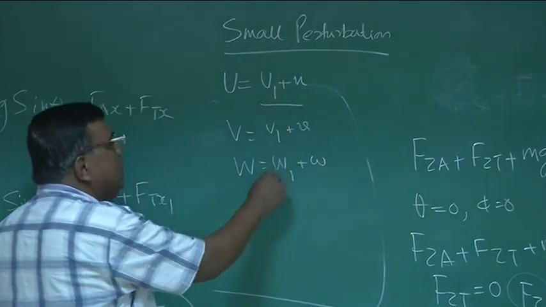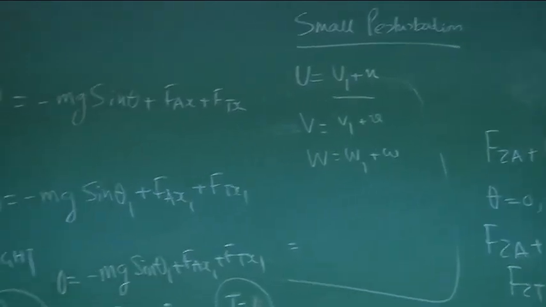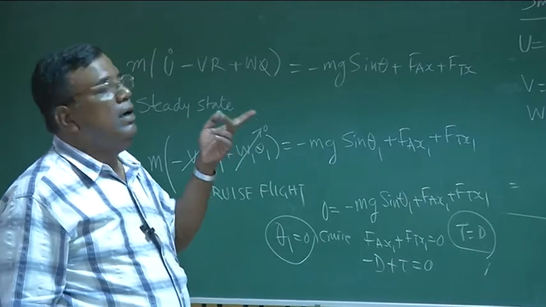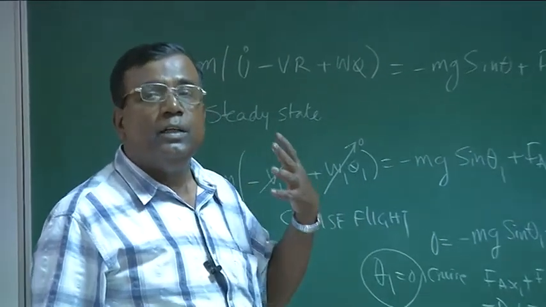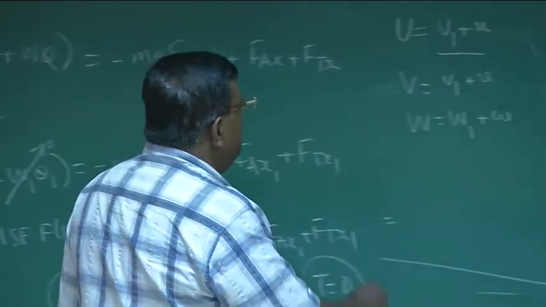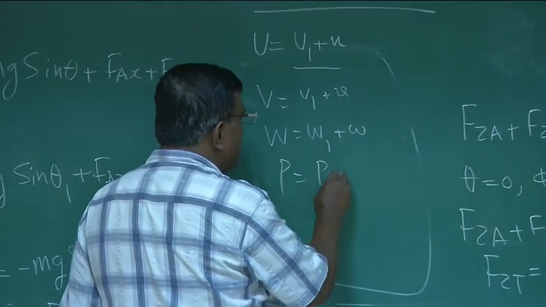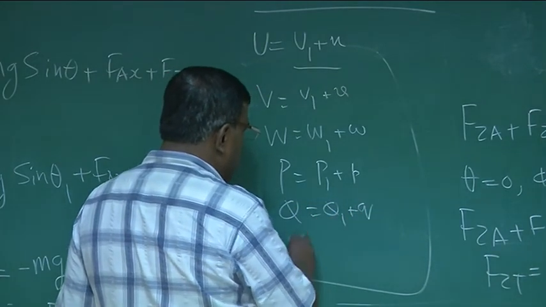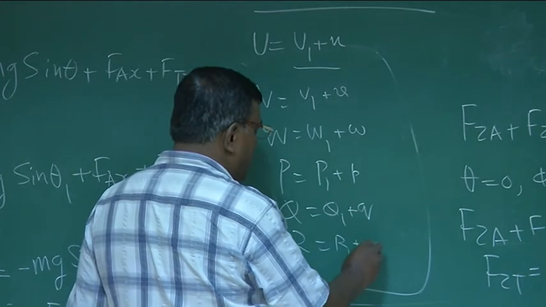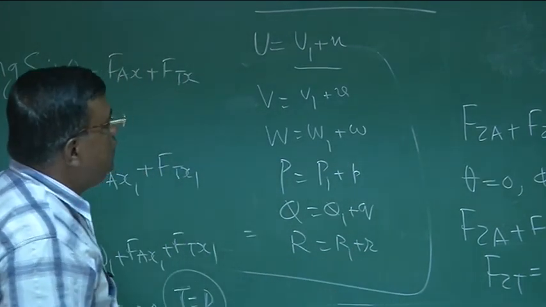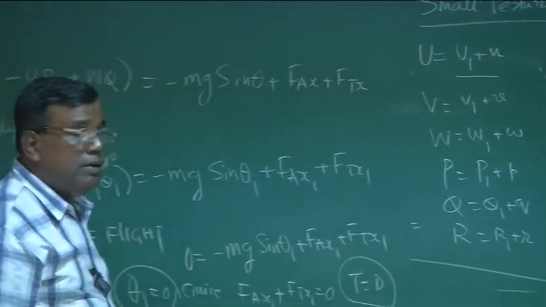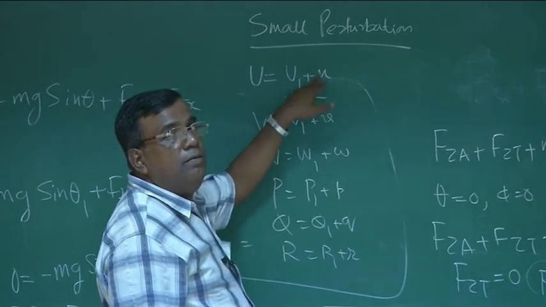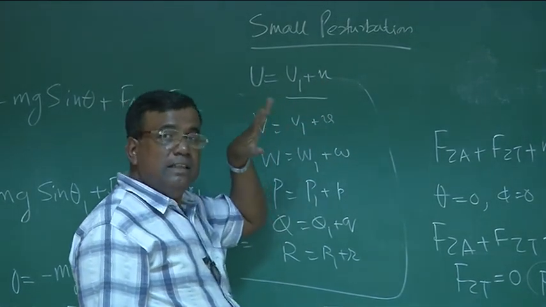So what are U1, V1, W1? They are the quantities at the steady state. For example, if cruise is our equilibrium point, then the values of U1, V1, W1 are at cruise flight. Okay? And then P I will write as P1 plus small p, Q as Q1 plus small q, R equal to R1 plus small r. And we should also note one thing: since we are talking about small perturbation, the product of two perturbed quantities will be negligible enough to be neglected from the analysis. This assumption we will also have.